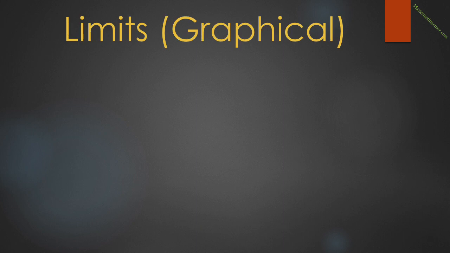Whenever there is a vertical asymptote in the graph of f of x at x equals c, it is always true that the limit of f of x as x approaches c does not exist. We can see this in the next two examples.